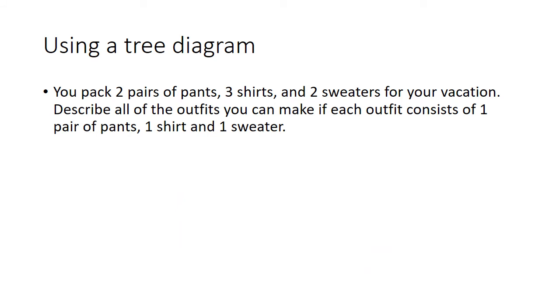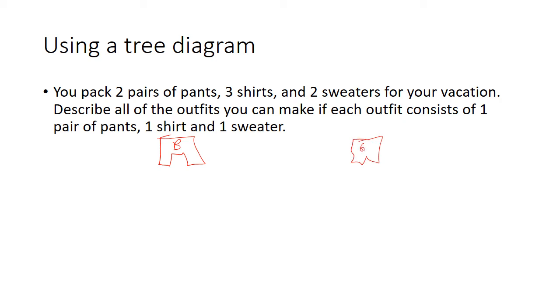Right, the other way you can do this is using a tree diagram. All right, so let's say we're packing 2 pairs of pants, 3 shirts, and 2 sweaters for a vacation. So we're going to describe all the outfits you can make that consist of 1 pair of pants, 1 shirt, and 1 sweater. So a tree diagram is where you write them out. So let's say we have our pair of pants here, and they're black. And then we have our pair of pants here, and they're green.